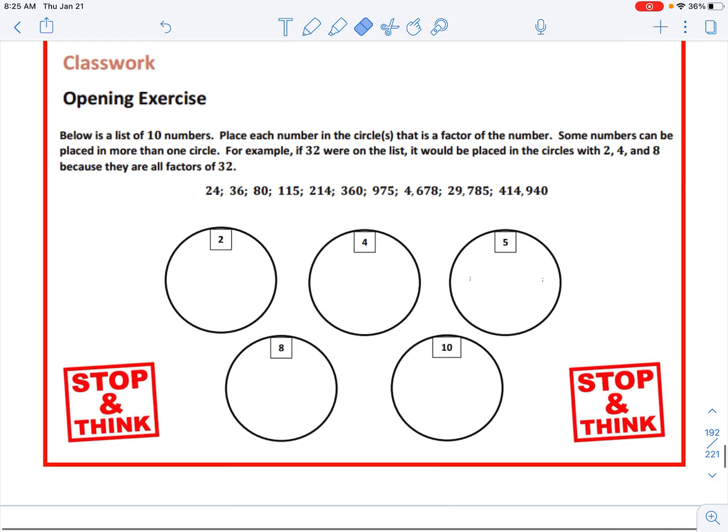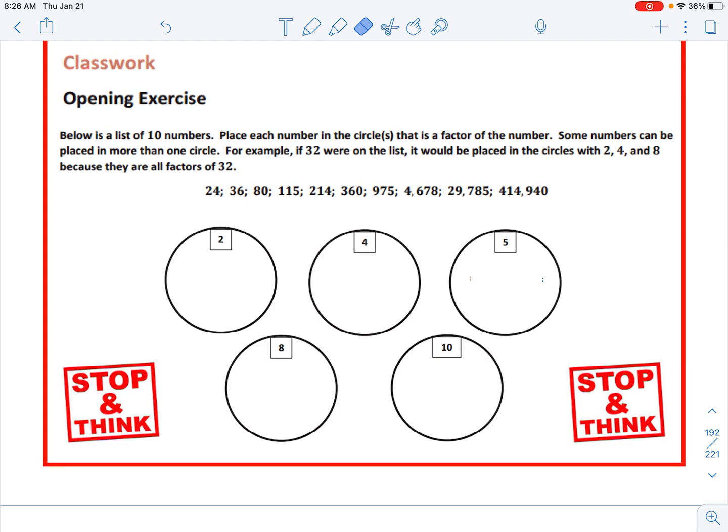All right, guys, the opening exercise. It says below is a list of 10 numbers. Place each number in the circles that is a factor of the number. Some numbers can be placed in more than one circle. For example, if 32 were on the list, it would be placed in the circles with 2, 4, and 8 because they are all factors of 32. So a factor is a number that goes into another number.